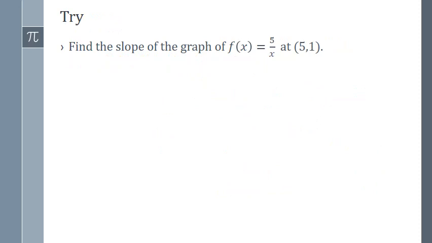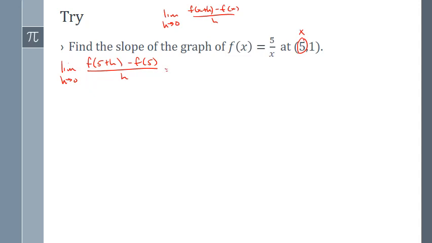Alright, so let's look at this one. Find the slope of the graph of f of x equals 5 over x at the point (5, 1). So that right there is the x value that we're looking for. So we're going to use our difference quotient, limit as h goes to 0 of f of 5 plus h minus f of 5 all over h. Remember, the difference quotient was limit as h goes to 0 of f of x plus h minus f of x all over h.